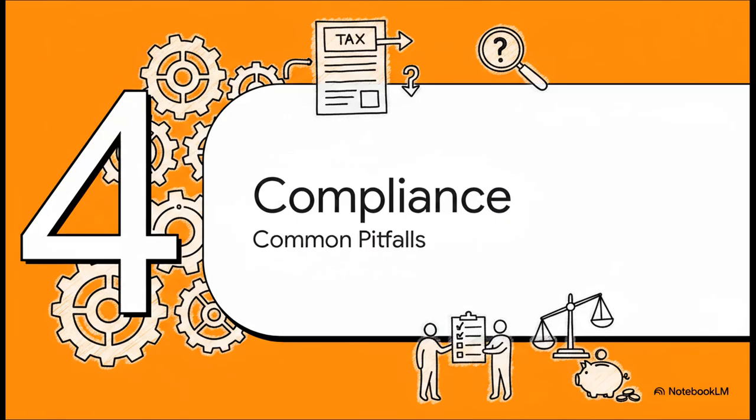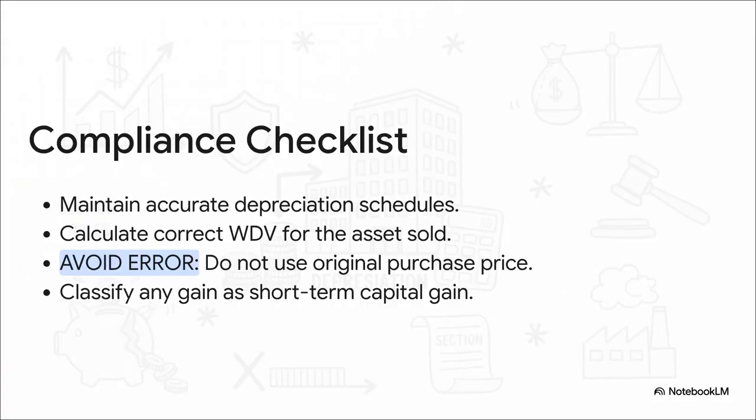So, understanding the rule is step one, but applying it correctly and making sure you're compliant, that's the real challenge. Let's talk about the practical side of things and the common mistakes you need to avoid. First things first, your record keeping has to be perfect. There's no way around it. You need accurate, up-to-date depreciation schedules. Without them, you can't calculate the correct WDV. The biggest mistake we see time and again is people defaulting to the original purchase price. Don't do it. And finally, always remember to classify the gain correctly as short-term.